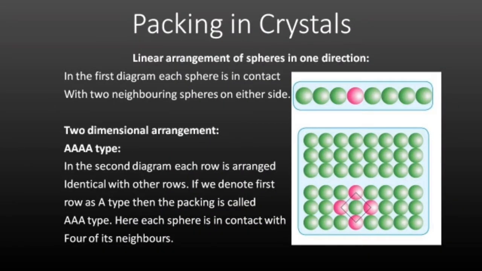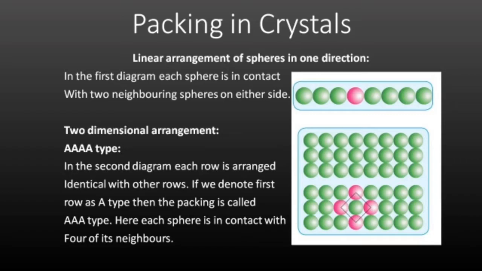Here we are going to see how the atoms are packed in a crystal, that is called packing in crystal. First of all, the atoms we always consider as a sphere. The atoms are now arranged in only one direction, that is the X direction. Here each sphere is in contact with the two neighboring spheres. See the diagram, one of the rose color atoms is touched with the two green color atoms.